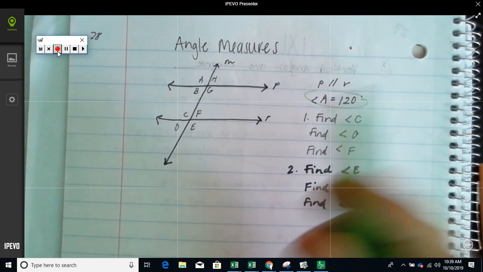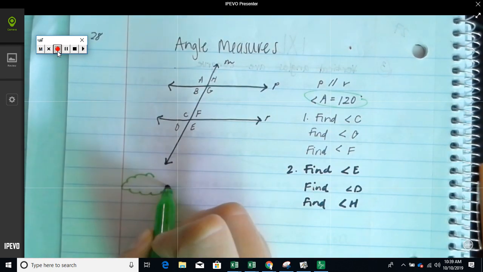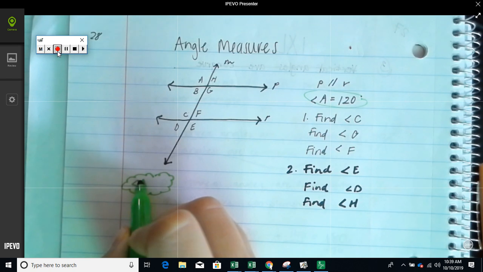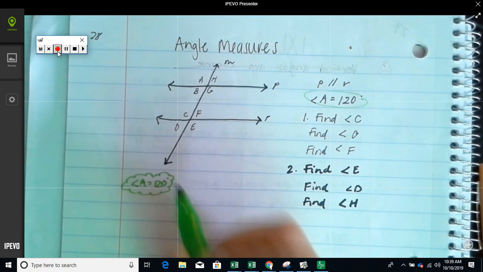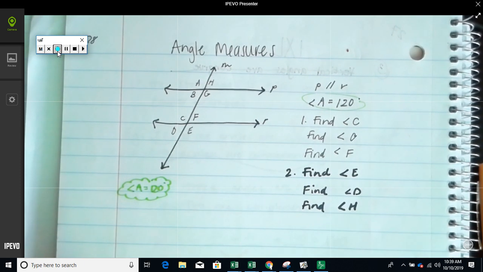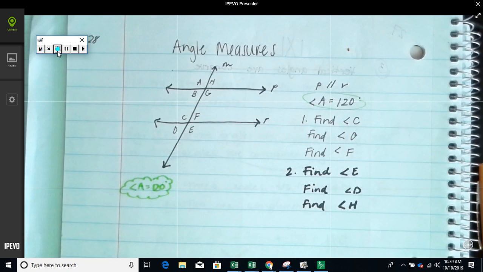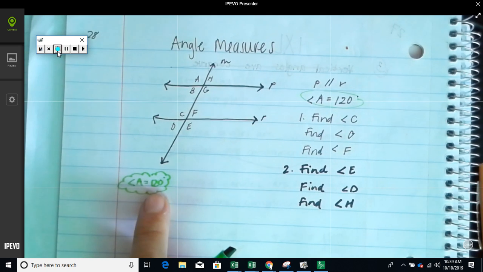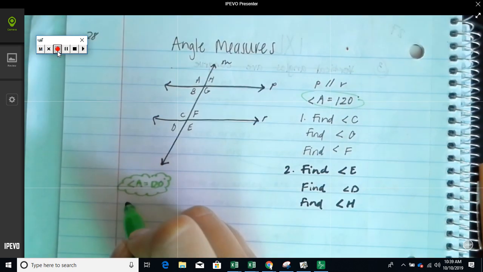Okay? So I'm going to make my first cloud. I'm going to say angle A is 120 degrees. Does everyone have this on their paper already? Now, how do I know A is equal to 120 degrees? That is in the problem, so that is a given.